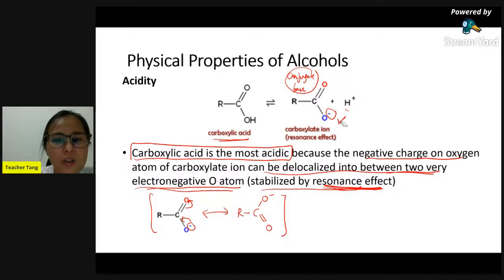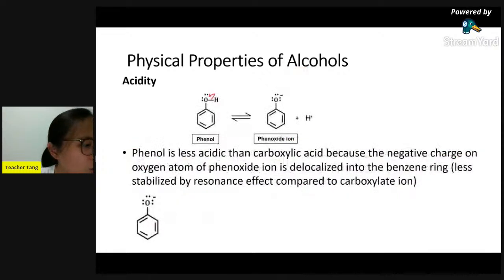Okay, so since this ion is stable, therefore carboxylic acid is the most acidic. Again, carboxylic acid is most acidic because the negative charge on oxygen can be delocalized between two very electronegative oxygen atoms. That means the carboxylate ion, the conjugate base, is stabilized by the resonance effect. Therefore, carboxylic acid is most acidic. Then now we move on to look at phenol.